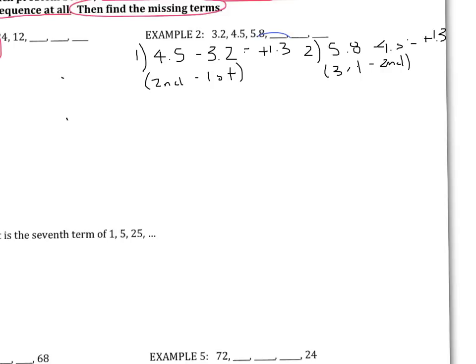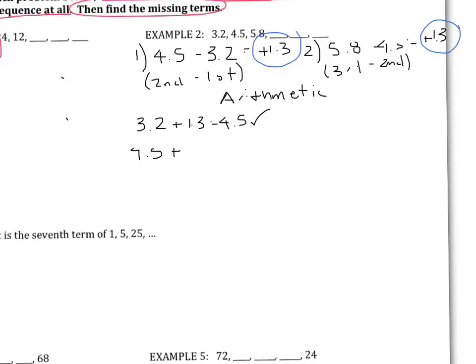Now I'm looking and these two numbers match. We got positive 1.3 both times. That means that this must be an arithmetic sequence. Now let's double check that that is in fact our pattern and we didn't make a mistake. So let's take our first number, 3.2, and add 1.3 and we get 4.5. Let's take our second number, 4.5, and add 1.3 and we get 5.8. We double checked our pattern, it works, so that must be our pattern.